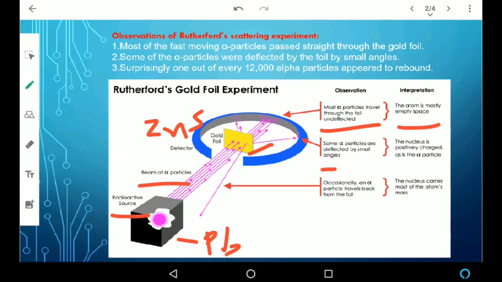Very few of them are deflected by small angles, and the interpretation was that the nucleus is positively charged, as well as the alpha particle, because only due to the repulsion between two positive charges may there be some kind of deflection. Occasionally an alpha particle may be repelled by about 180 degrees. That means the nucleus carries most of the atom's mass, and the position of the nucleus was very much localized.